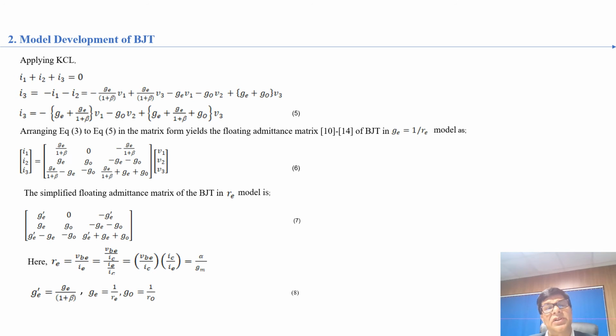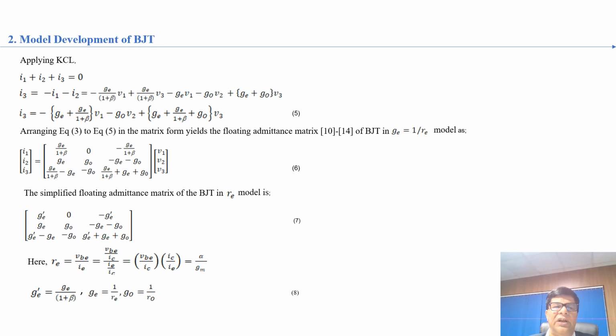Arranging equations 3 to 5 in matrix form yields the floating admittance matrix. It is given in references 10 to 14 for the BJT in the G equal to 1 by RE model as I1, I2, I3 and G by 1 plus beta, 0, minus G by 1 plus beta, and so on, with G naught and minus G minus G naught. Here we can see that the summation of all the rows and all the columns is equal to 0. It means that this equation is correct and we can proceed further.